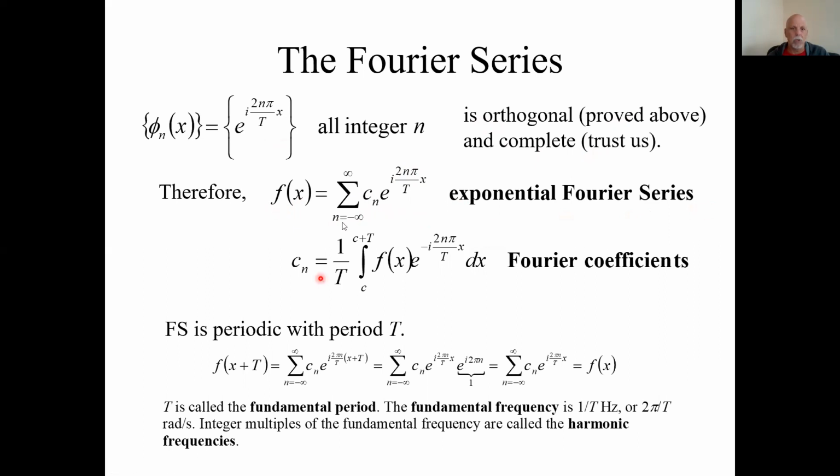We have a way of computing all these coefficients. By the way we just did it, it's this thing divided by the squared norm, and that squared norm was this capital T. So those are called the Fourier coefficients. So right here is the exponential Fourier series, a particular orthogonal expansion using this particular orthogonal set.